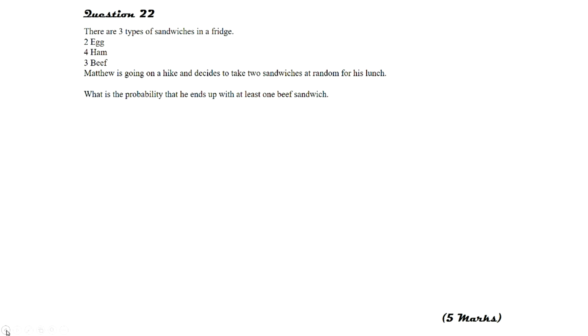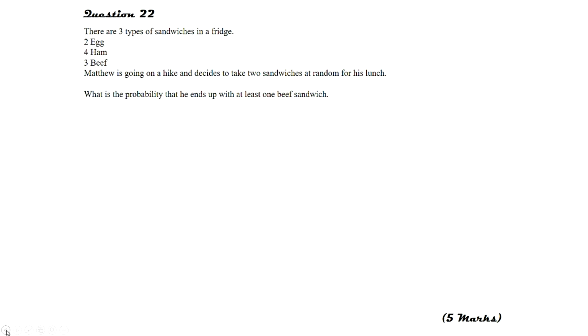Question 22. So hopefully you are recognising this as a tree diagram question. If you get a probability question towards the end of your paper, calculator or non-calculator, it is going to be a tree diagram problem. So I go up to the fridge and there are 3 different types of sandwich I can take. I can take egg sandwiches, ham sandwiches or beef sandwiches. And Matthew's going on a hike and he's going to take 2 sandwiches at random for his lunch.